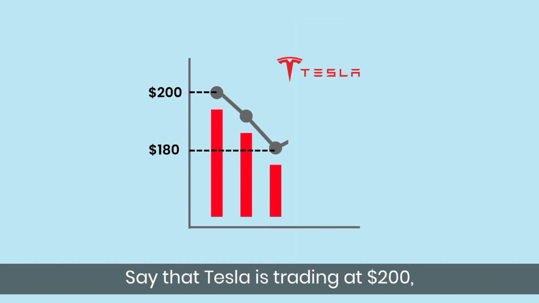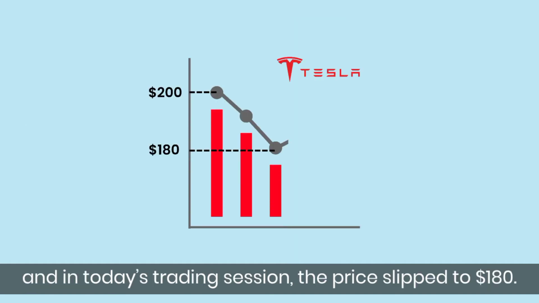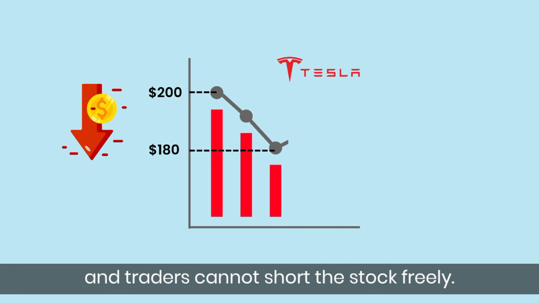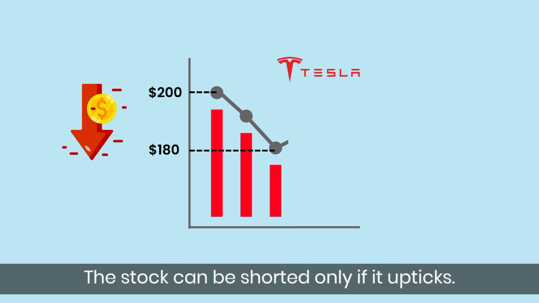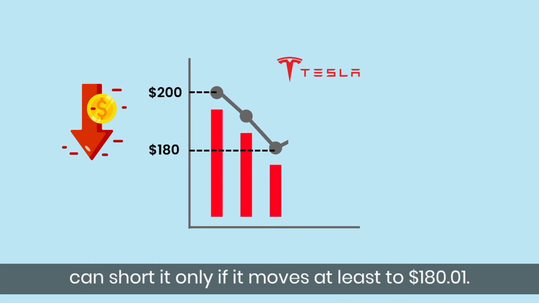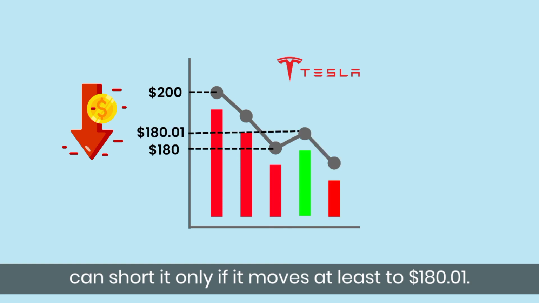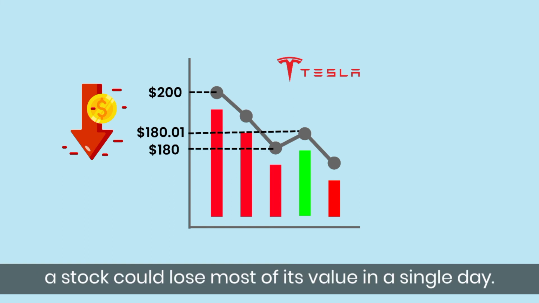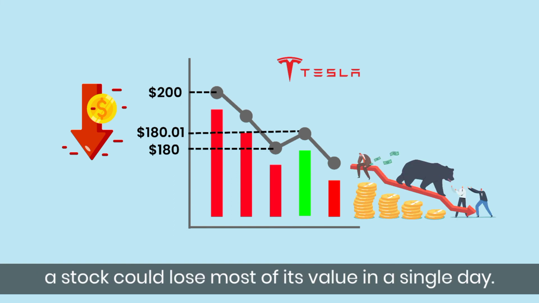Say Tesla is trading at $200 and in today's trading session, the price slipped to $180. Here the uptick rule would be implemented and traders cannot short the stock freely. The stock can be shorted only if it upticks. That is, if the last traded price was $180, the traders can short it only if it moves at least to $180.01. If the rule wasn't put in place, then who knows, maybe a stock would lose most of its value in a single day.